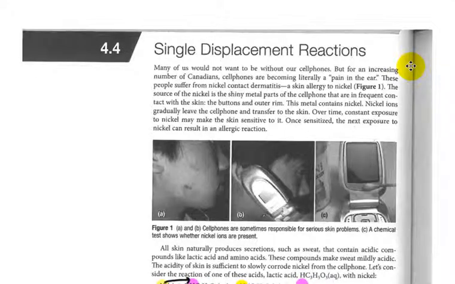This is section 4.4, single displacement reactions. So in the previous video we looked at synthesis and decomposition reactions. Now we look at single displacement.